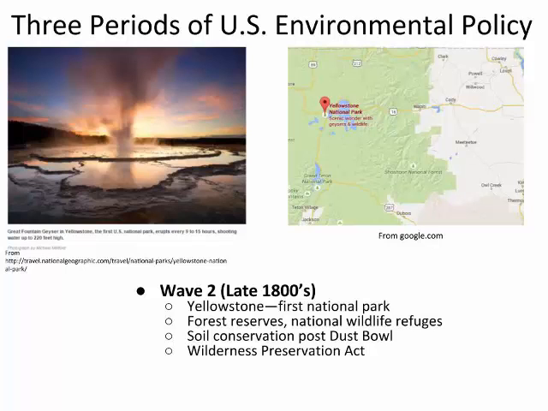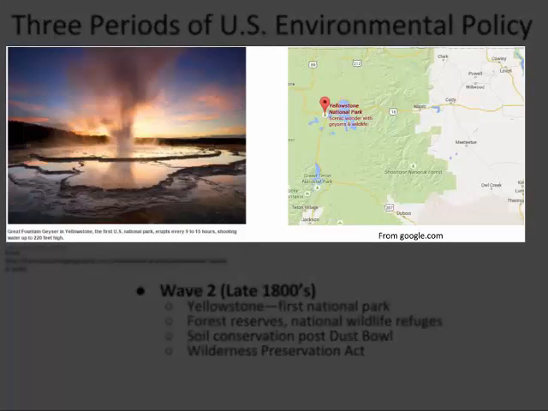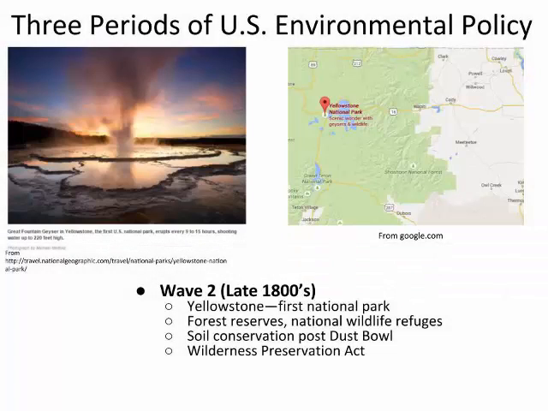Some key events that happened during this phase of U.S. environmental policy were creation of the National Park System, with Yellowstone being the world's first national park, creation of forest reserves and subsequently the National Forest System, creation of the first National Wildlife Refuge System by President Teddy Roosevelt in 1903. These three systems, forest, park, and wildlife refuge, still stand as global models of preservation and conservation.